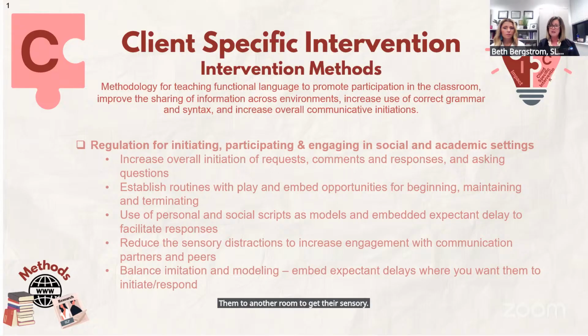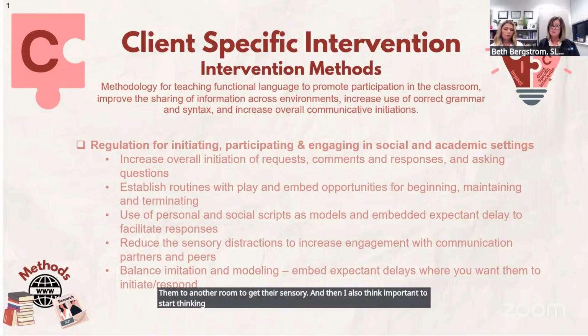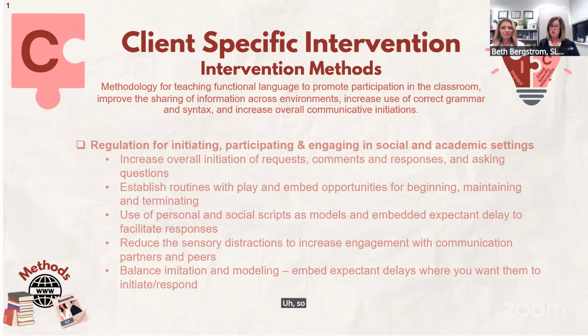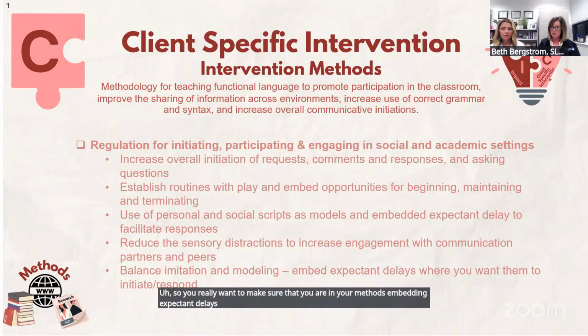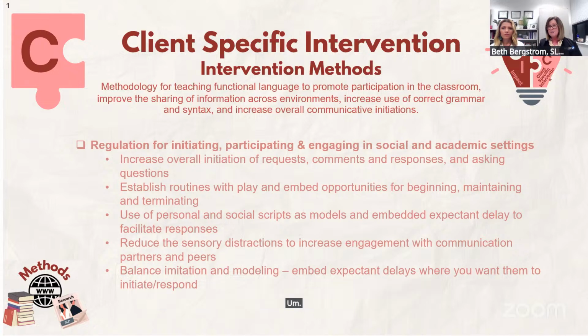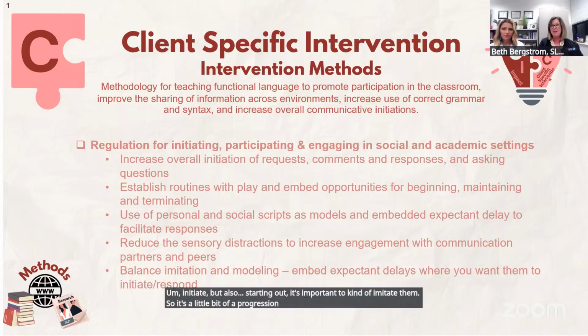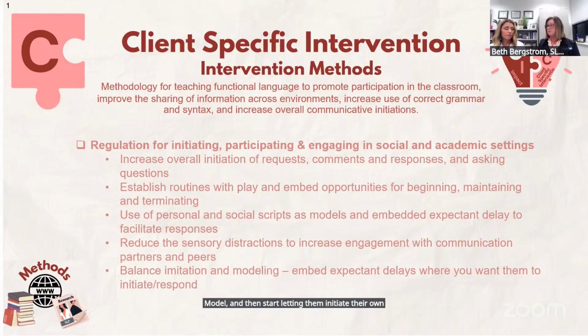I also think it's important to start thinking about how to balance imitation and modeling. You really want to make sure that in your methods you are embedding expectant delays where you want them to initiate and respond. You don't want to just model and not give them any time to initiate. But starting out, it's important to imitate them. So it's a little bit of a progression: imitate them, model, and then start letting them initiate their own spontaneous ideas.